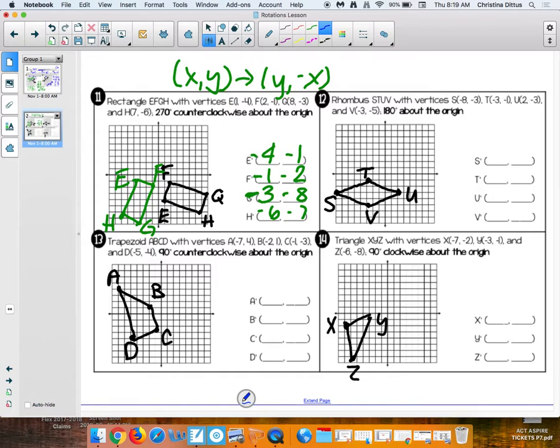Okay, if I'm going 180, what am I doing with each of these? Negative, negative. So S, if it's negative 8, negative 3, should be 8 and 3, both positive. So just switching the signs, not flipping them. T's new coordinates, 3, 1. U, negative 2, 3. And V, 3, 5. Plot them.